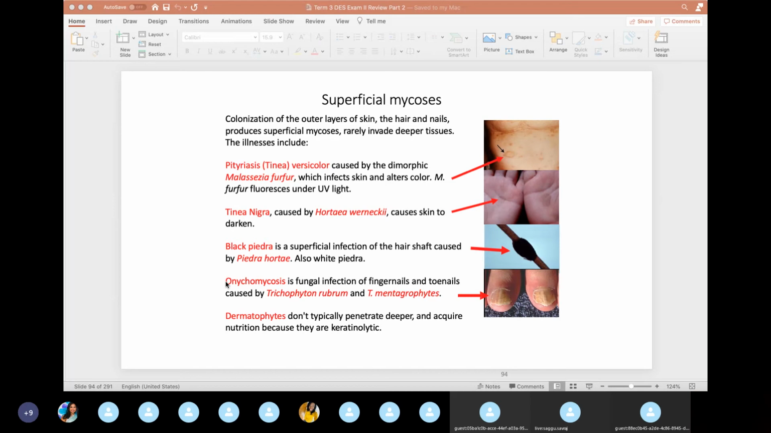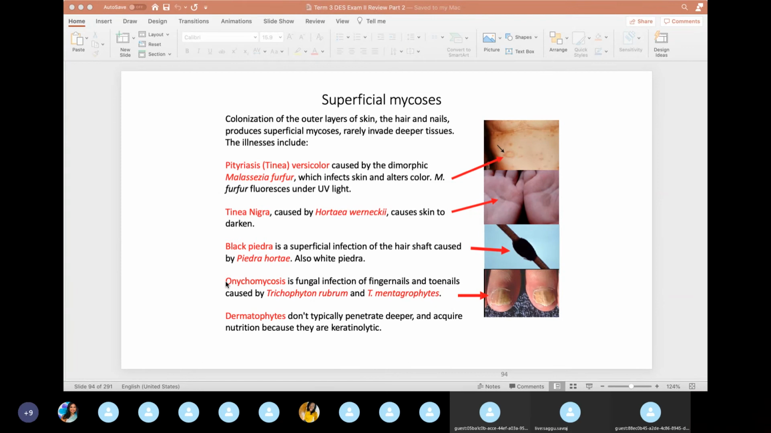So dermatophytes, they don't penetrate deeper, right? They're just on the epidermis of the skin. So let's summarize here. Superficial mycosis. What's the high yield point? One, tinea versicolor. What's the causative agent? Malassezia furfur. How does it look on the slide? KOH stain, spaghetti and meatballs. Tinea nigra. Caused by what? Hortaea werneckii. What can be seen in the patient? It causes the skin to darken.